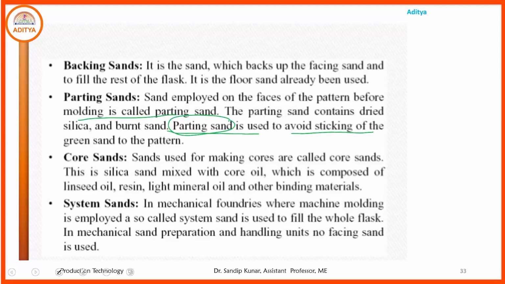Core sand means the sand used for making the cores. The sand that will be used for making cores is called core sand.